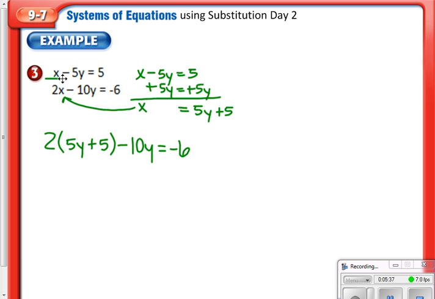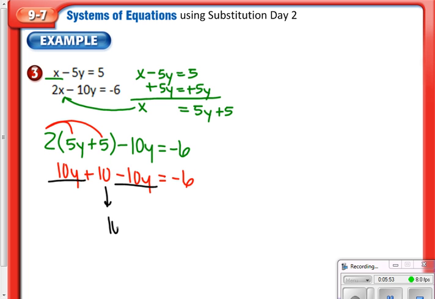Distribute your 2. We have 10y. Distribute your 2 again. We get a positive 10 minus 10y equals negative 6. Combine your like terms. Here are my like terms: a positive 10y and a negative 10y would cancel. So we drop down 10 equals negative 6.